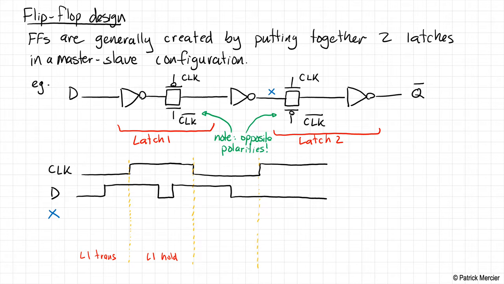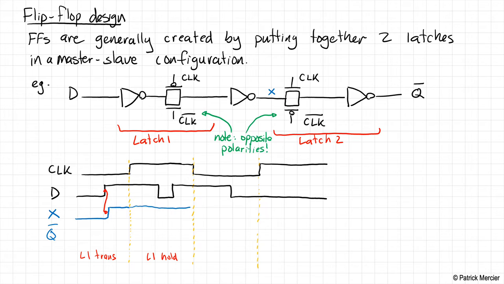Now let's complete the timing diagram for X. When clock is low, latch one is in the transparent mode, so X just follows D with a certain time delay. Note that there are two inverters here, so X is a non-inverted output. Once clock is high, L1 is in the hold mode, so it doesn't matter what D does. It dips down here, but it doesn't make a difference. Now let me draw a few things here. We have a D to Q delay, or rather a D to X delay if we wanted to be more precise.